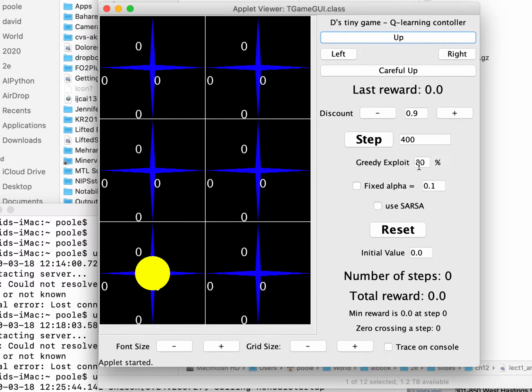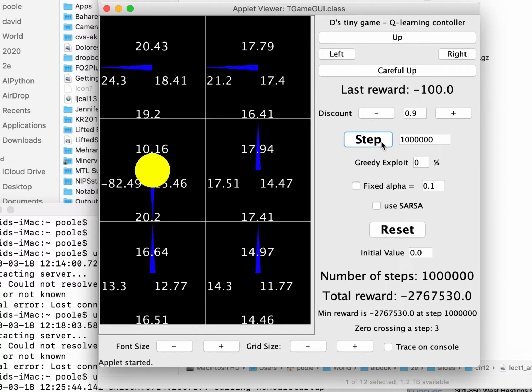Even if I do the greedy exploiting at 0%, so it's not going to exploit anything, and I do a million steps, it's not exploiting at all, it's just going to act randomly. It eventually learns what the optimal policy is. If we do another million steps, it's going to learn again what the optimal policy is.